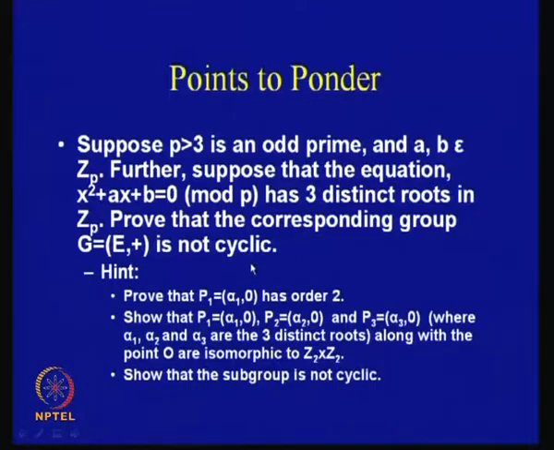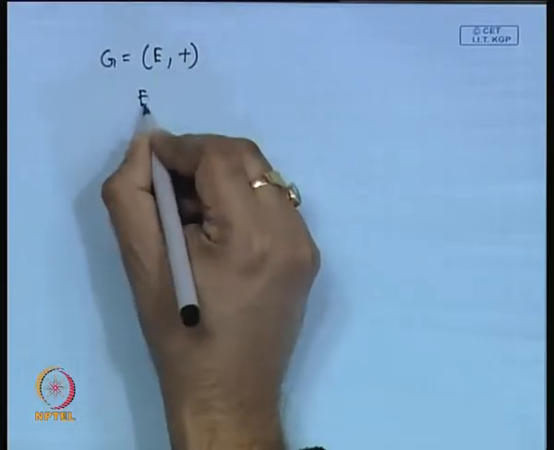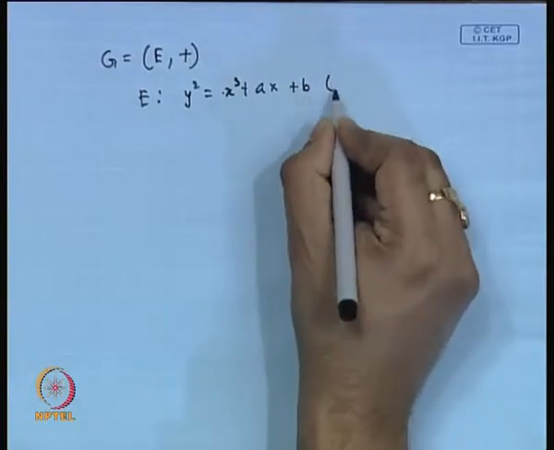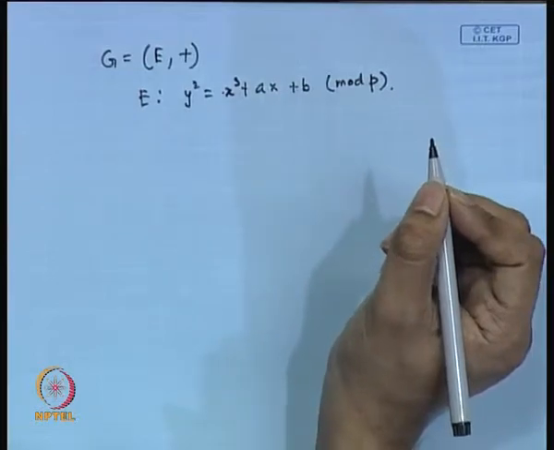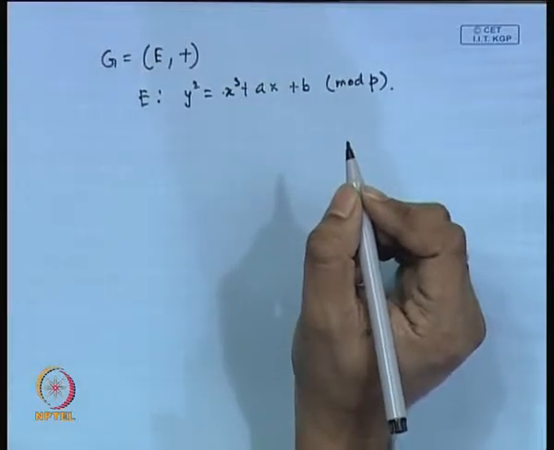You remember the definition of a cyclic group: in this case you can take any generator and repeatedly apply the addition operation on it, and you should be able to construct the entire group. So, the corresponding group is G equal to E plus, where E is defined as y square equal to x cube plus ax plus b, and you are doing a modulo p operation. The question is that you have to prove that this group is not a cyclic group. We have given you some hints here.